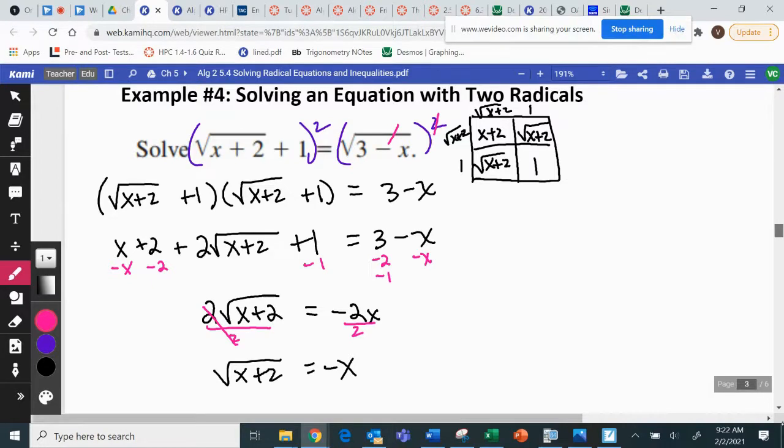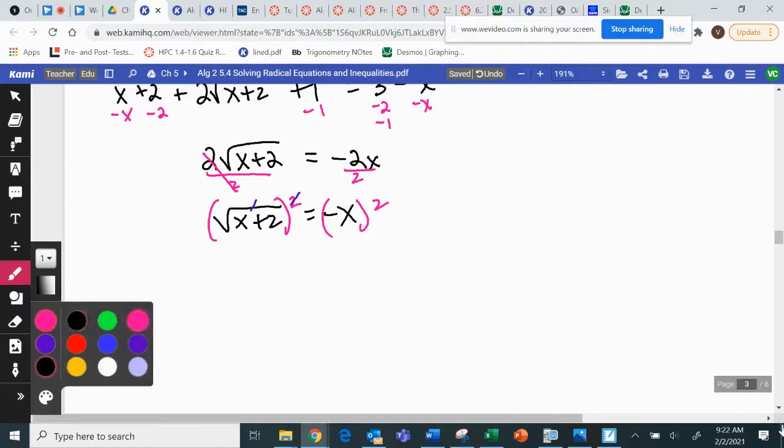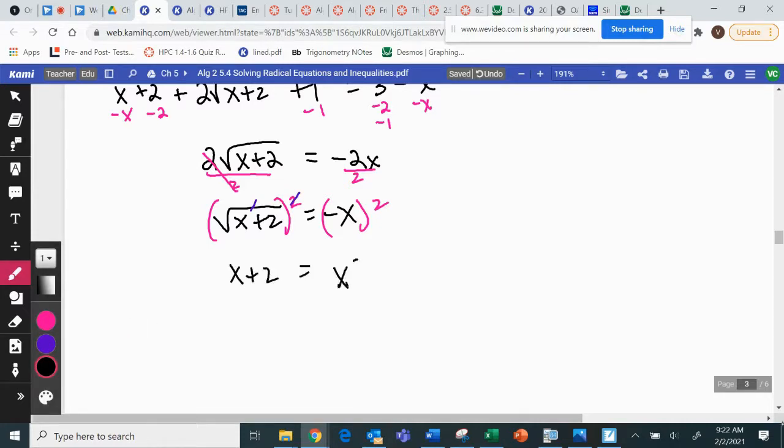So now, sometimes you have to square a second time. So I'm going to square it a second time, so that will cancel out my square root here. And I get x plus 2 equals positive x squared, because negative x times negative x is positive.